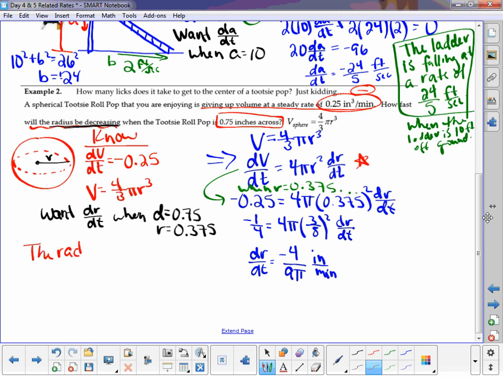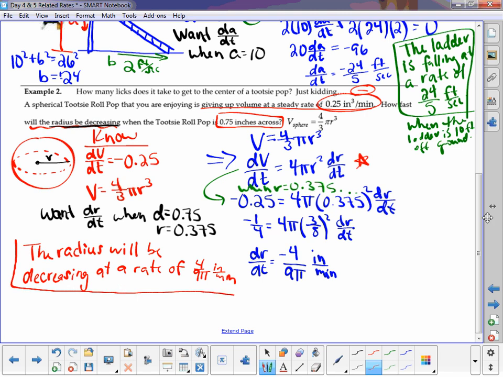The radius will be decreasing, and the fact that we said the word decreasing indicates we don't need to give that negative. Decreasing at a rate of 4/9 pi inches per minute. Definitely make sure you give units. It's very common for a related rates problem that they give you units, and that point values will be assigned specifically to whether or not you gave units. So even if your answers were wrong, you can still get at least a 1 out of 9 for units.